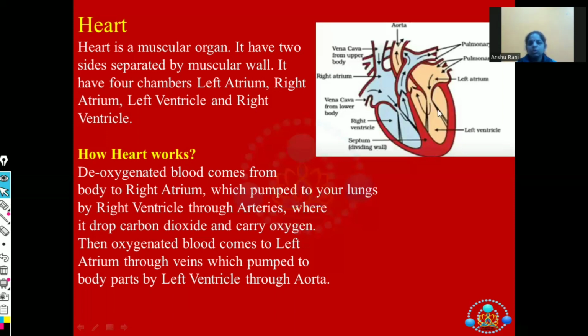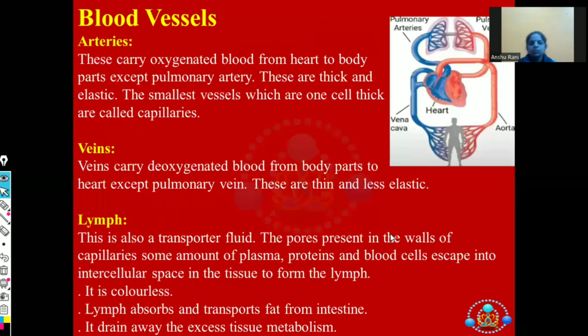Then it is moving to the left ventricle. When this upper part contracts, blood is moving to the lower part. In this way, it is shifting. And when this part contracts, then this valve opens and through the aorta, it is moving to the whole body. This is an easy explanation of how it works.